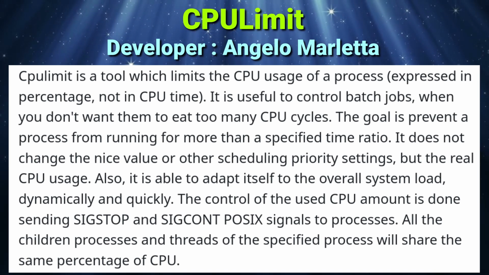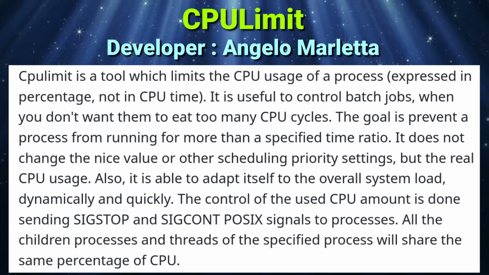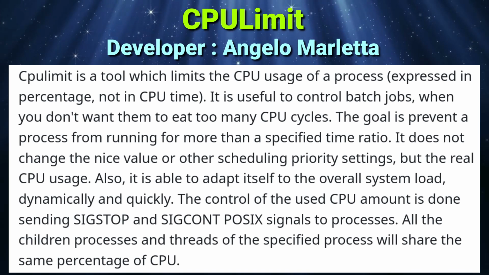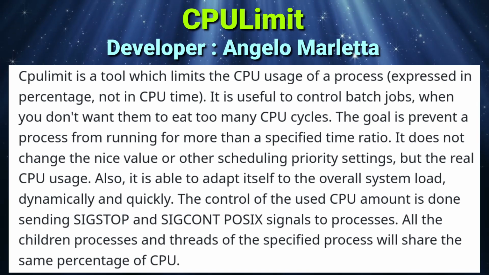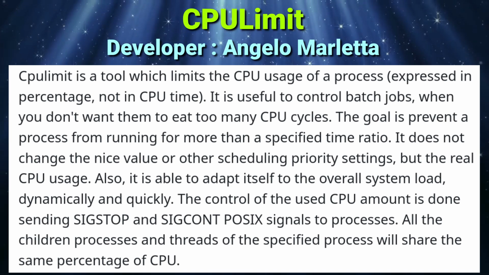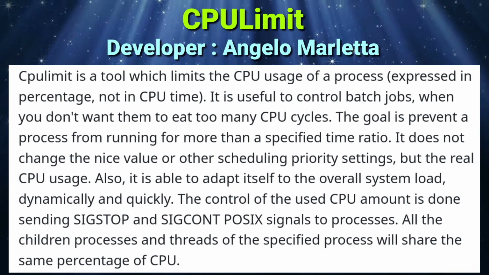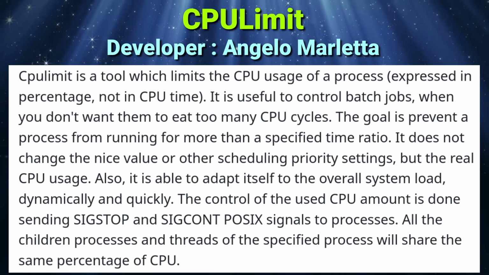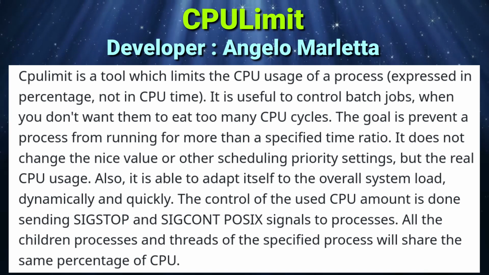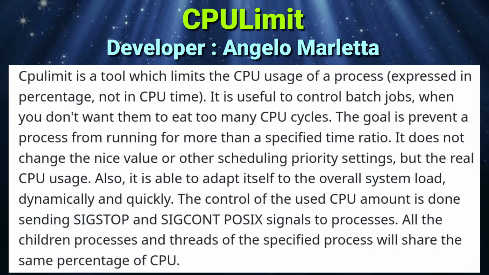It does not change the nice value or other scheduling priority settings, but the real CPU usage. Also, it's able to adapt itself to the overall system load dynamically and quickly. The control of the used CPU amount is done by sending SIGSTOP and SIGCONT POSIX signals to processes. All the children processes and threads of the specified process will share the same percentage of CPU.